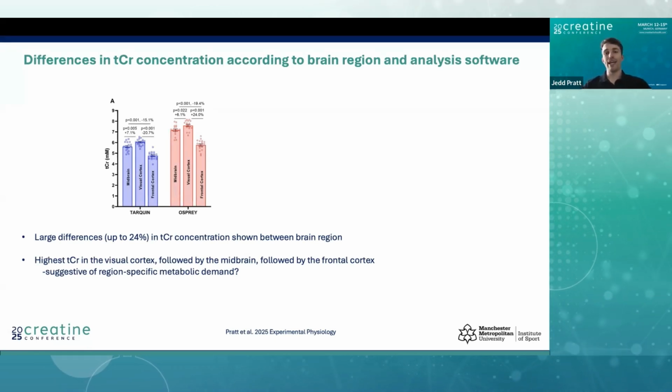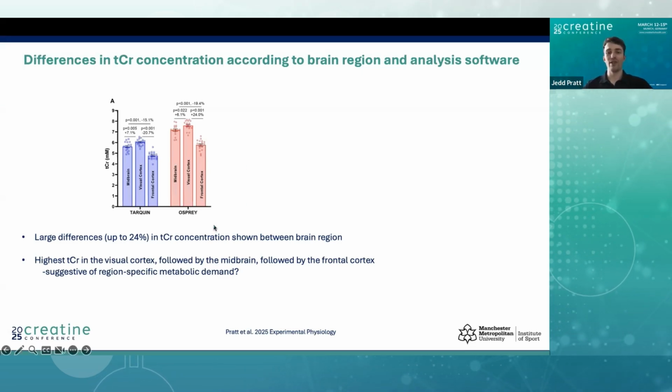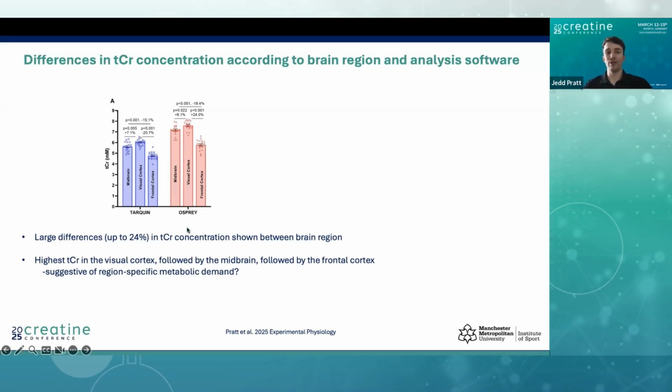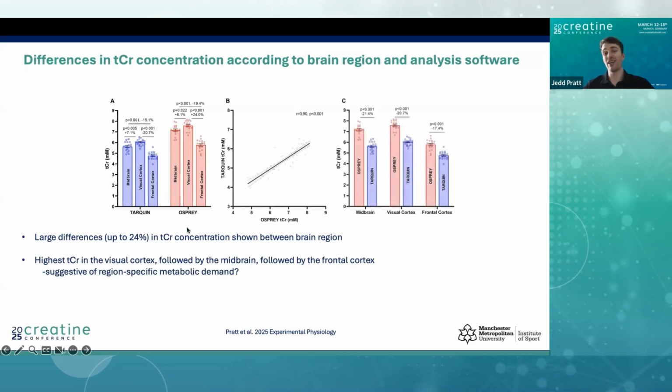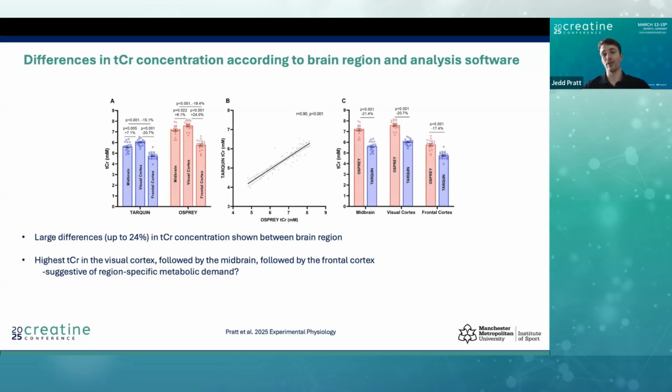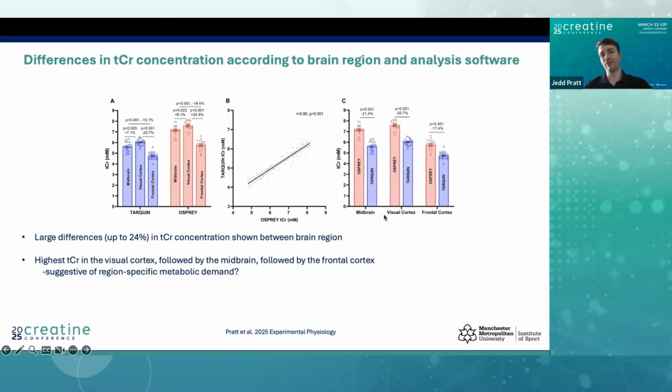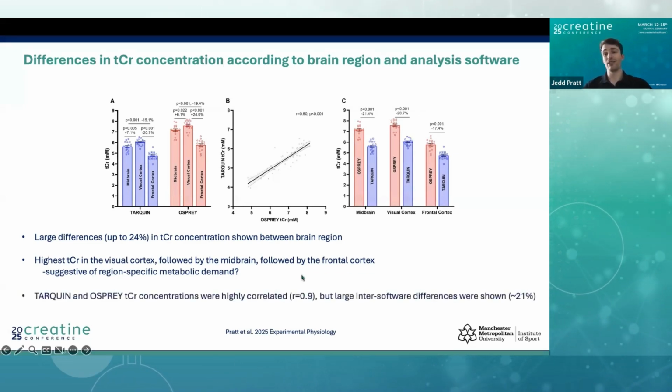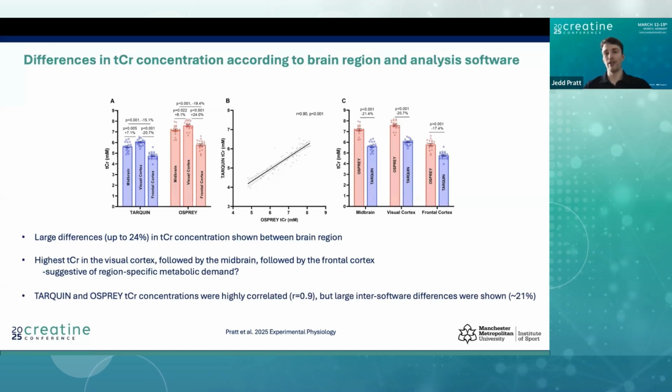And as you may have thought, looking at these data, although there was very high correlation between the two packages of 0.9 here, there were actually quite large differences in creatine concentrations determined using Osprey versus Tarquin. So you can see in the graph here, for every brain region, whether it be midbrain, visual cortex, or frontal cortex, there were very large differences in the actual amount of creatine concentrations depending on the package.